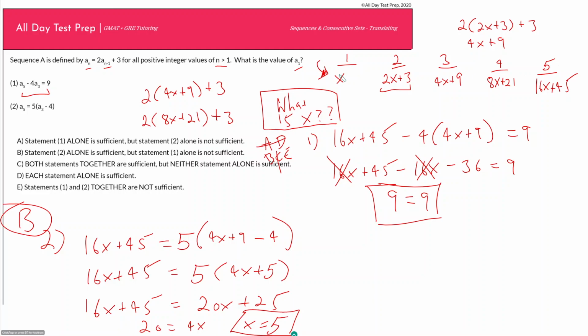And so that is one reason I like sequences, and that is why it's so important to translate your sequences accurately. So let's do some more sequence questions.